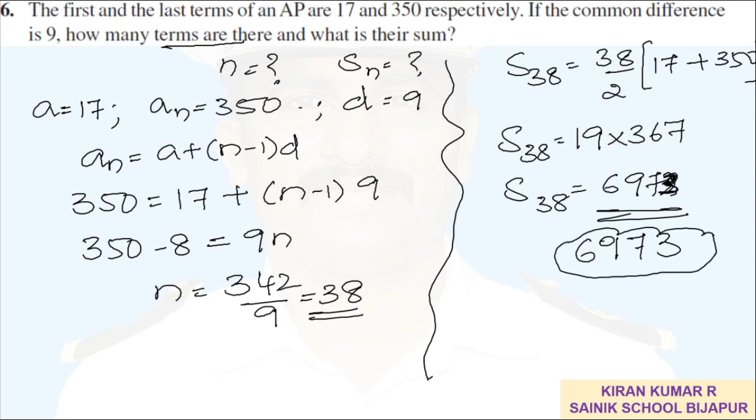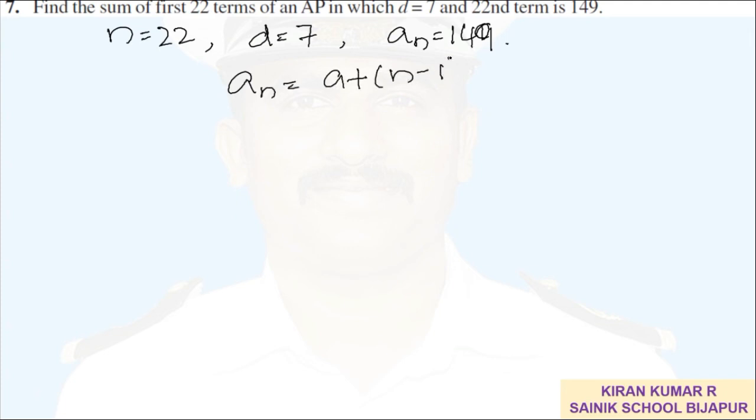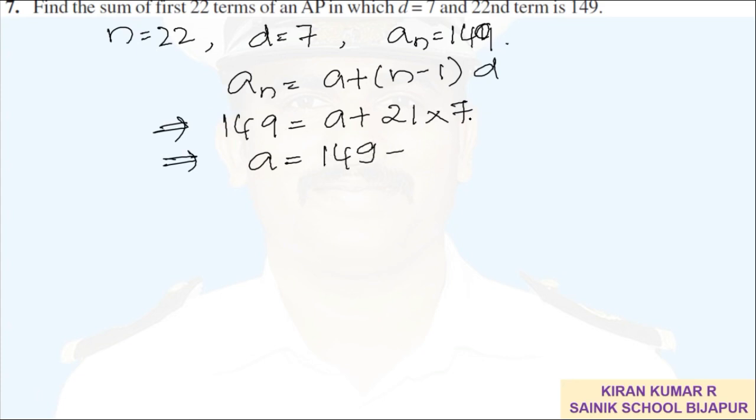So let us solve the last question for today's session. Question number 7. Sum of first 22 terms. So n value is 22. D value is 7. Nth term is 149. We use the formula an equal to a plus n minus 1 into d. An is 149 equal to a plus 22 minus 1, which is 21, multiplied by 7. So I can find the value of a as 149 minus 21 multiplied by 7, which is 147. I get the value of a as 2.